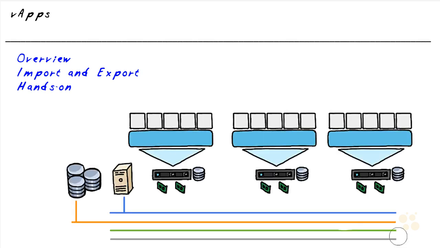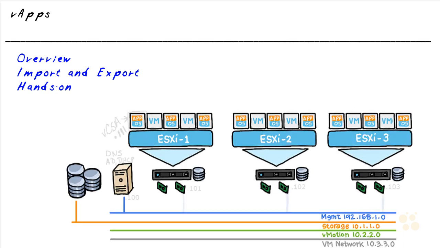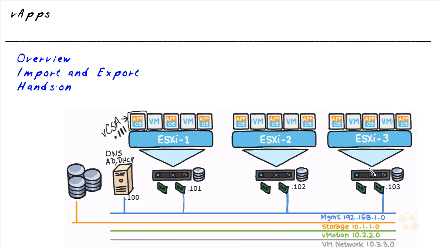I'd like to start off by asking you a question about our lab topology. Now, we have some components in place that are interesting. For example, we have some storage in our lab environment. We have this server here that's acting as a DNS, Active Directory, and DHCP server. We have the vCenter server appliance that's running as a VM on ESXi1.